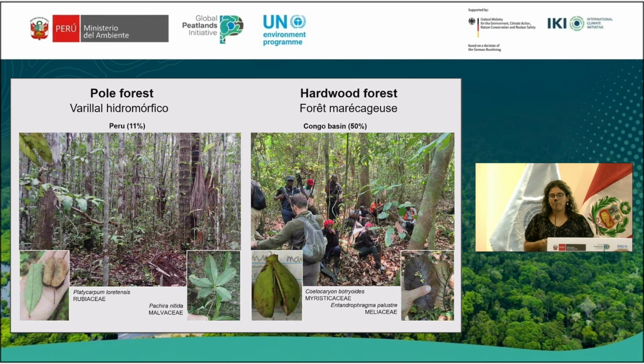Also, we can find peat in forests dominated by trees. In Peru, we have this kind of ecosystem called pole forest, or barrial hidromórfico as we call it in Spanish, and they represent only 11% of the peatland area. They're dominated by trees, and in the Congo they also talk about this hardwood forest or forêt marécageuse. And they represent more or less the other 50% of the territory.